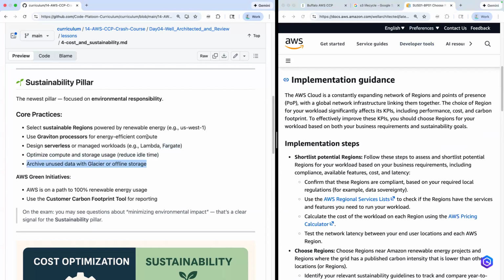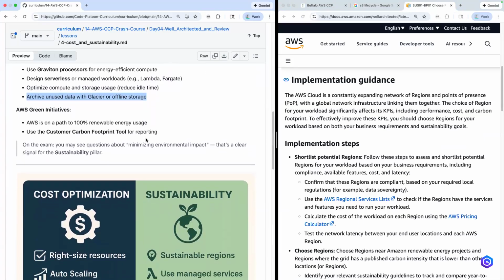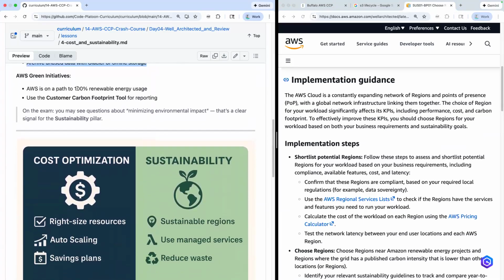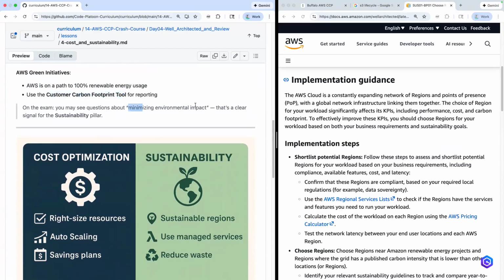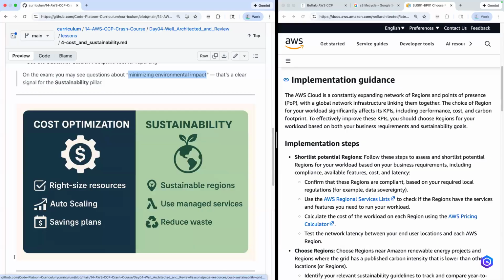Optimizing compute and storage, archiving unused data. So good to file away. Does AWS want to be 100% renewable? Yes. There is a customer carbon footprint tool for carbon reporting. So if you see the term minimizing environmental impact on the exam, that's the sustainability pillar, right? So we've got cost optimization, where we're talking about right sizing resources, auto scaling, saving plans. And sustainability, where we're talking about sustainable regions, using managed services, and reducing waste.